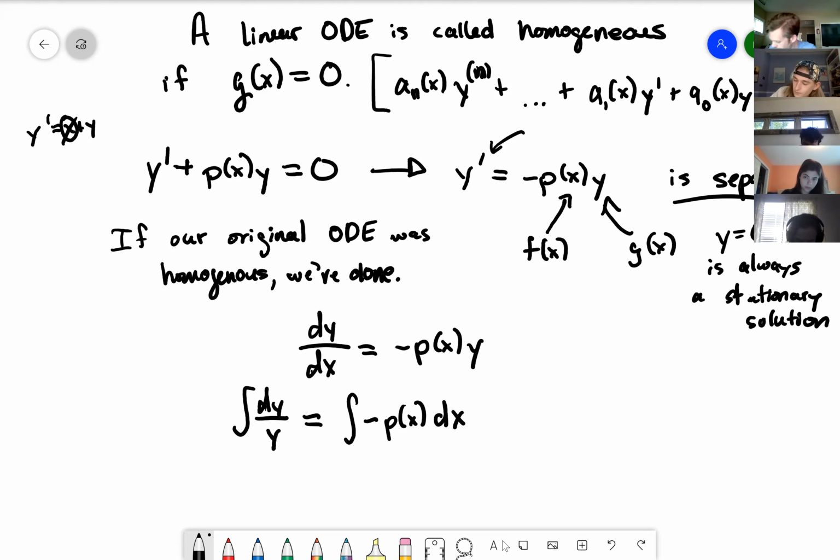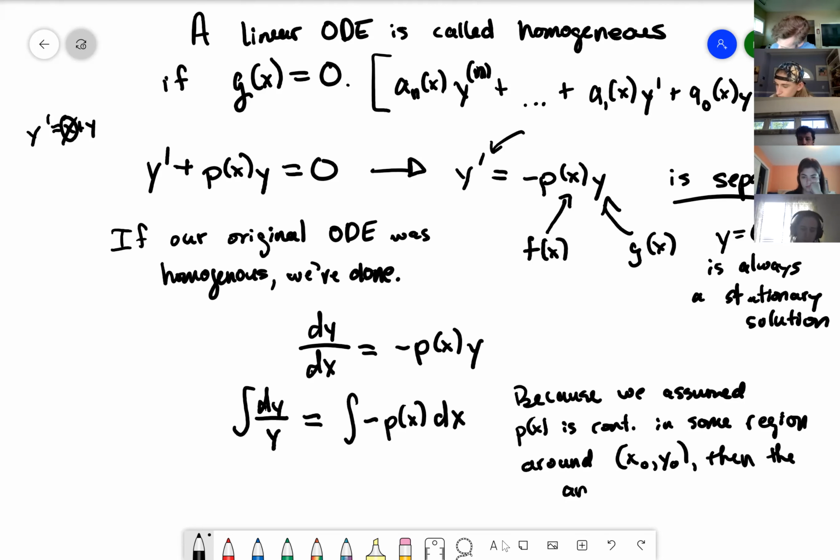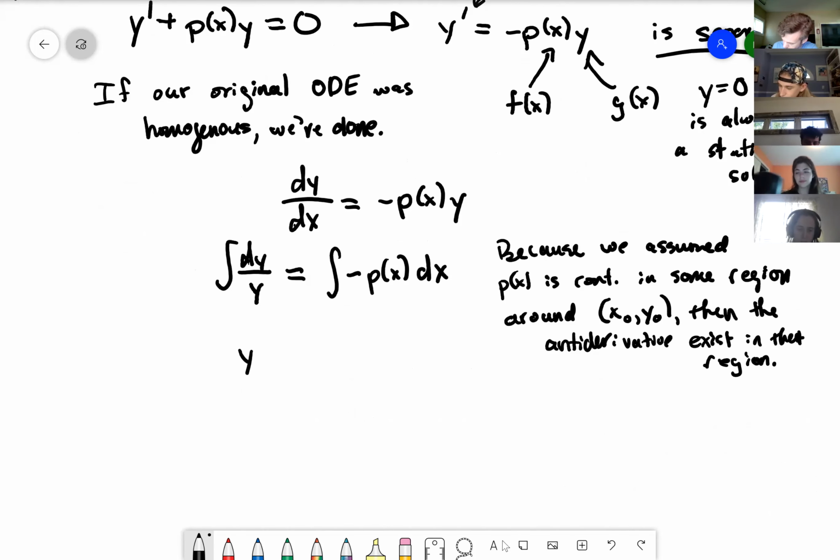Because we assumed p of x is continuous in some region around our initial condition x0, y0, then an antiderivative exists in that region. So we're entirely free of problems here. We already know how to get the solution, and we know exactly what it is. It's just the integral of minus p of x dx, or ultimately, y is equal to e to the minus integral of p of x dx.